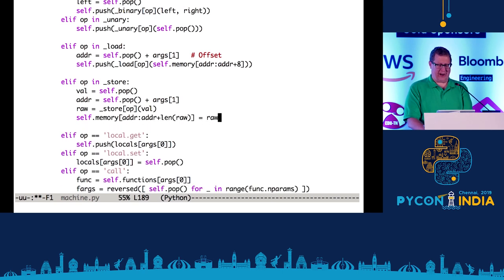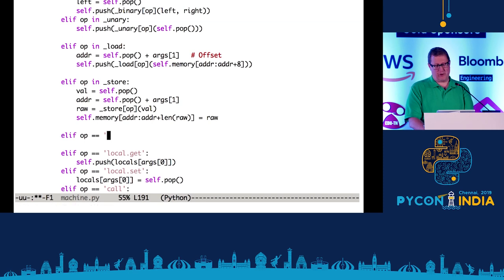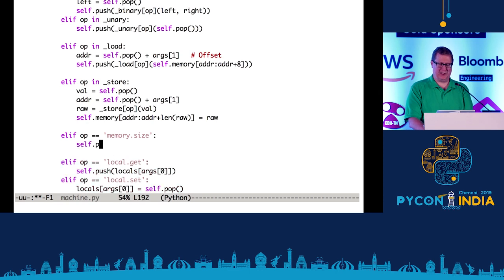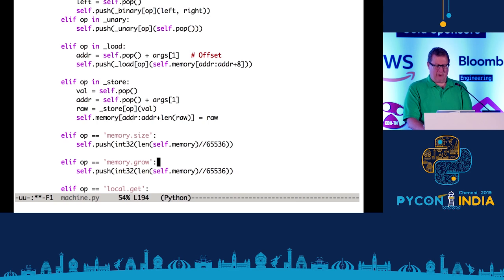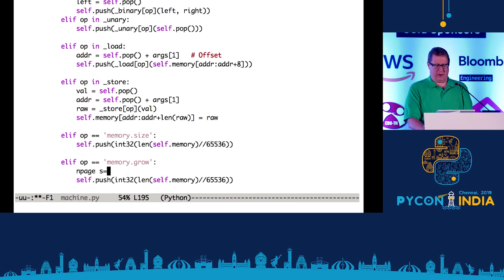Okay, so you have a store operation. It turns out that there are a couple of other memory operations in the system. There's a size operation that tells you how much memory you have, and it's reported in 64K pages. So you have an instruction like that. There's also a memory grow operation. WebAssembly is actually kind of interesting, by the way. It treats memory literally as a big byte array, and what you do is you just grow it and shrink it.